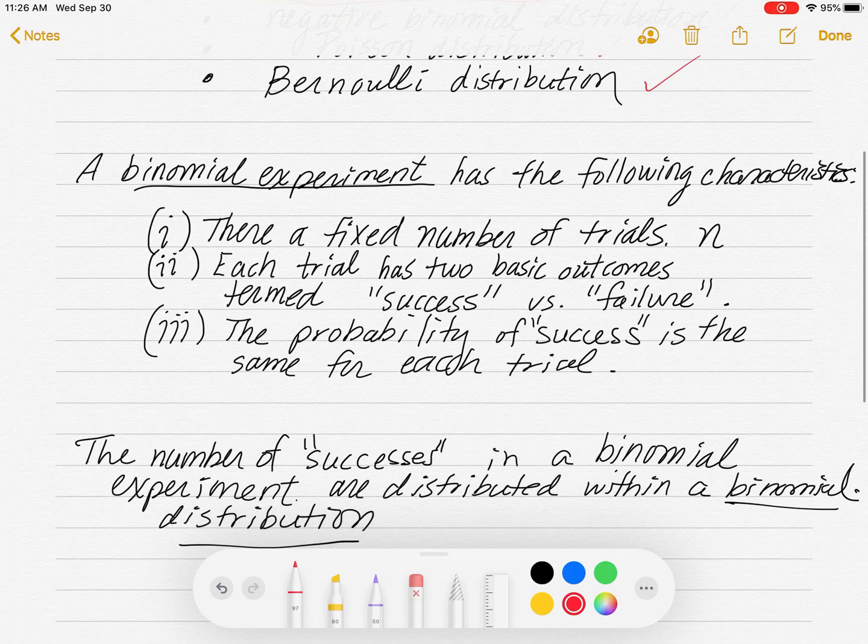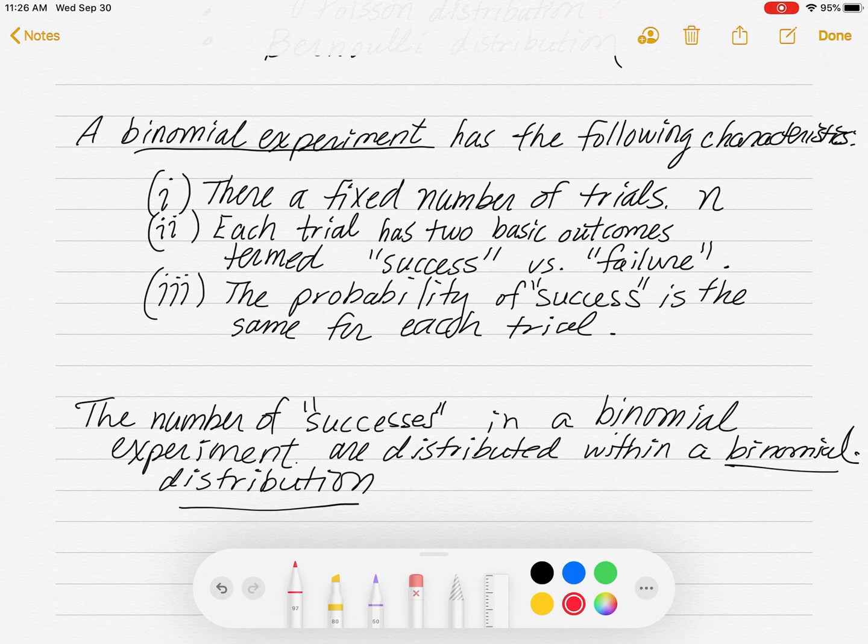So to define what a binomial distribution is, we want to talk about a binomial probability experiment. What is a binomial probability experiment? Remember, a probability experiment involves doing something where there's chance that determines the outcome. You have well-defined outcomes determined by chance. Specifically, a binomial probability experiment has the following characteristics. First of all, you have a fixed number of trials, and the number of trials is what we call n.